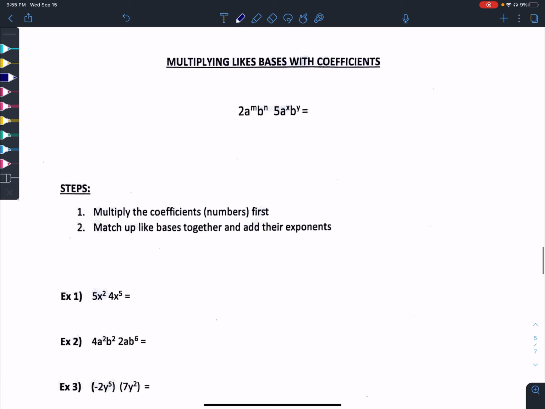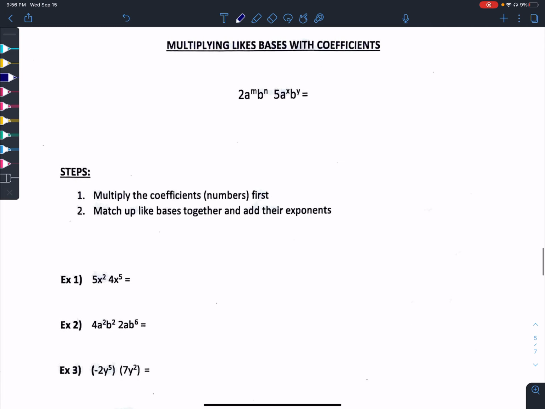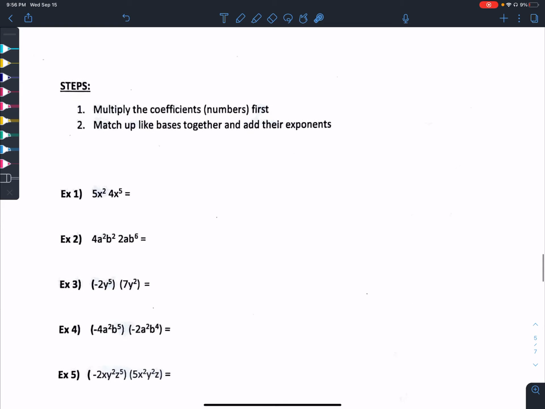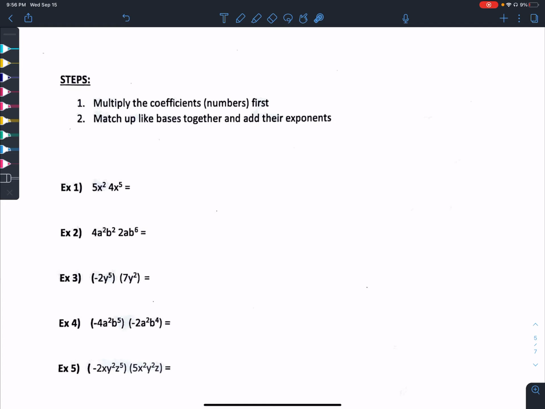So here we have multiplying like bases with coefficients. So now we have everything in the mix. We have coefficients, and we have different bases. So it's the exact same thing, except now we match up our coefficients. They get maybe their own color. Again, I highly recommend highlighters here. So here are 5, that's a coefficient, and 4, that's a coefficient. X to the power of 2, x to the power of 5.